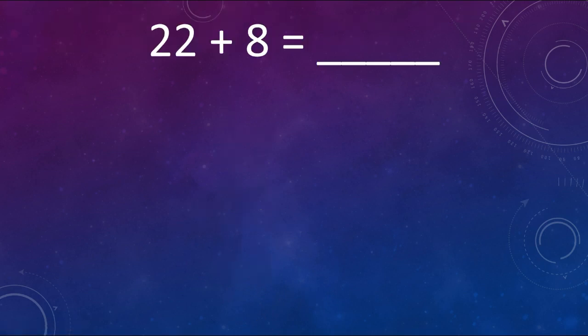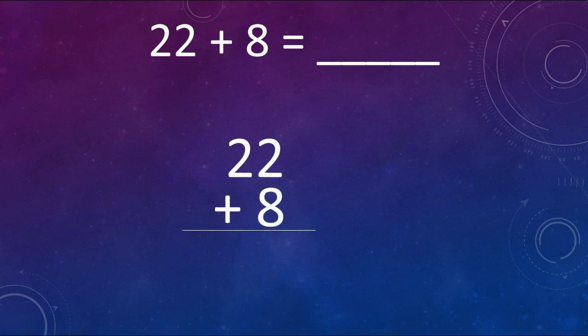Okay, so we are going to be doing addition problems, but we're going to be setting them up vertically, which is up and down. When you see them this way, across, going like this is horizontal. So we're going to be practicing setting them up vertically now. So we're going to write 22 plus 8 and then draw a line under this.